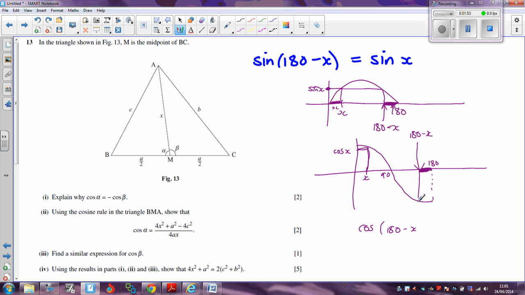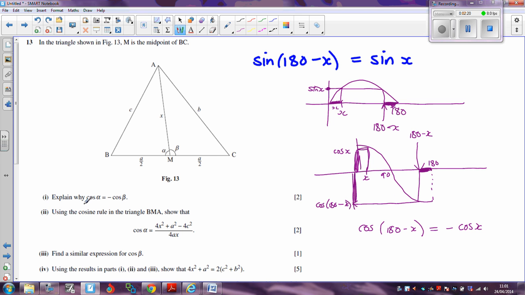If we want to find that value, we would have to go down to the graph and across, and what we should see is, because of the rotational symmetry of the graph, down here we have cos of 180 minus x, and the value of that is going to be exactly the same as this value here, but this one will be negative and this one will be positive. So in fact, the cosine of 180 minus x is the same as the cosine of x, but negative.